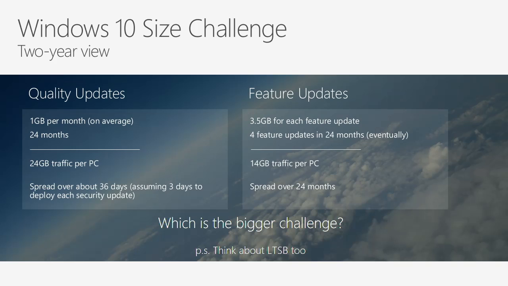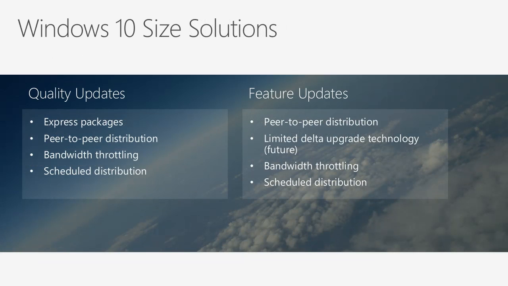So what do we do about that? Well, fortunately, we have a bunch of different technologies that we can use to really reduce the impact of both of these sizes. The first one worth mentioning is Express Updates. We have this ability with Express Updates to only download the pieces that have changed from the previous month's quality update. So if we only have 100 megabytes worth of new fixes added to the cumulative update that we released, we only have to download 100 meg, not the full gigabyte that's in the package.